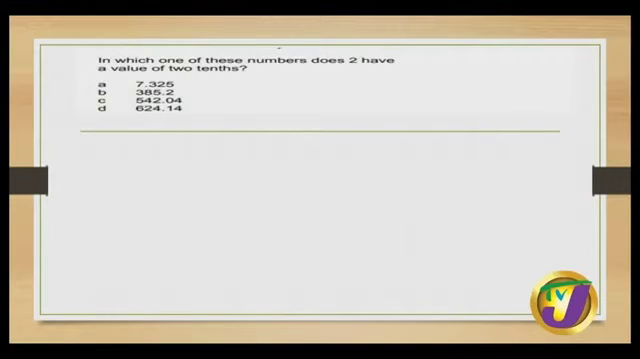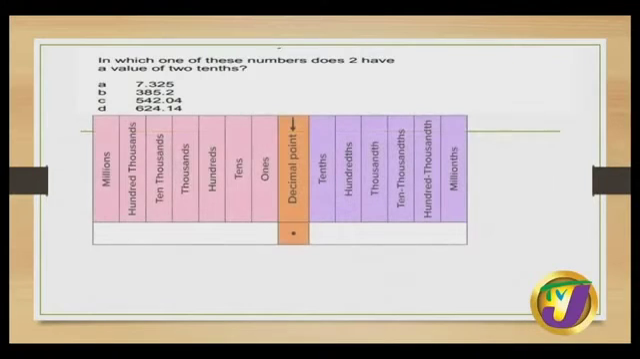Next question. In which one of these numbers does 2 have a value of 2/10? Let us go to our place value table. Now, looking at our place value table, you will see that there are numbers that will appear to the right of your decimal point, and those will be your fractional values, and then you have your whole numbers to the left of the decimal point. So what we're going to do today, we're going to put all those numbers into our place value table and see what happens.